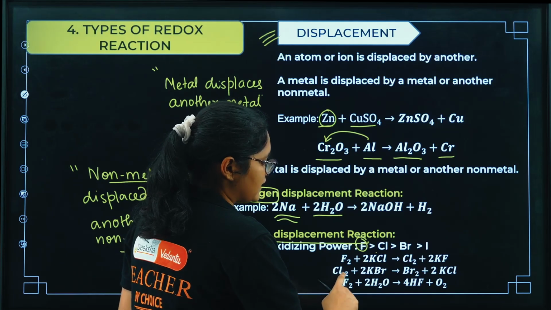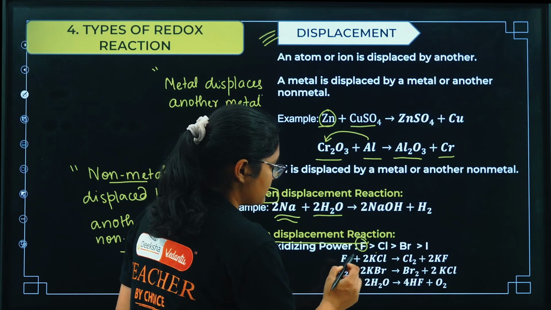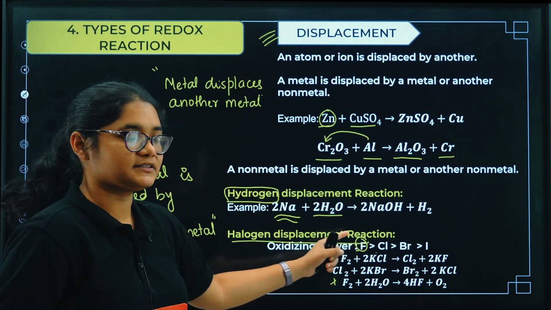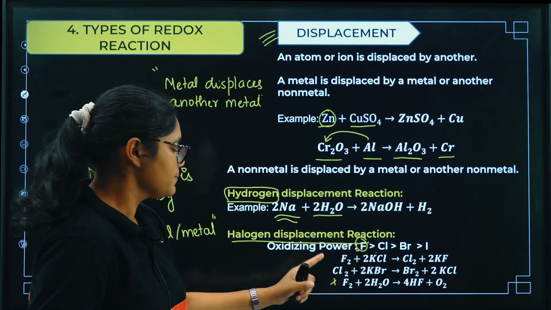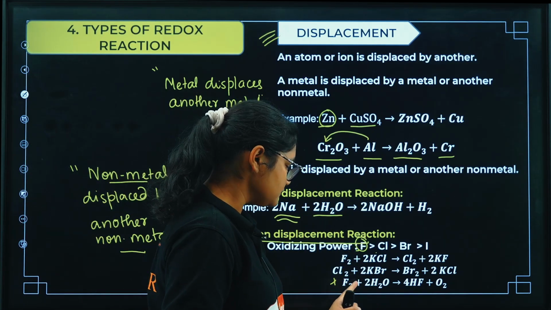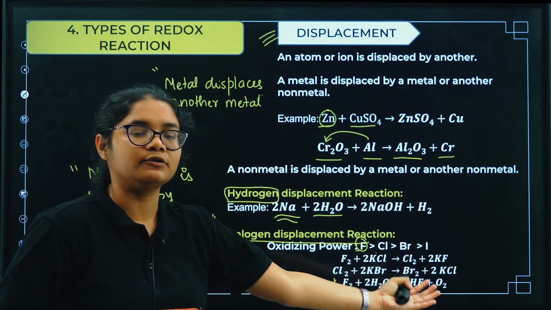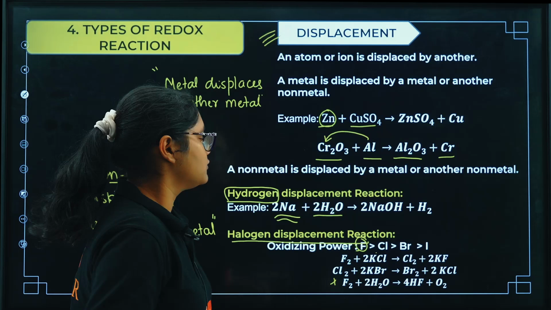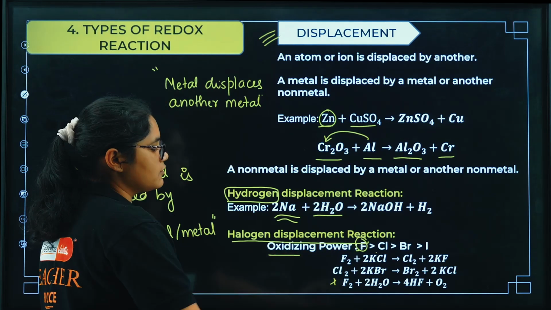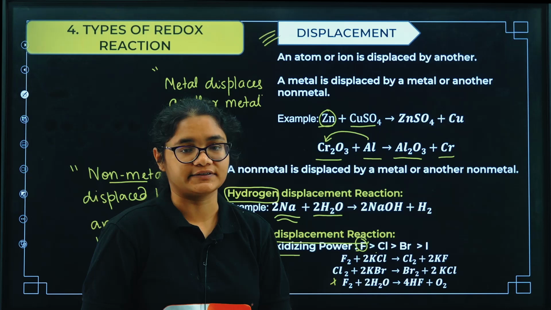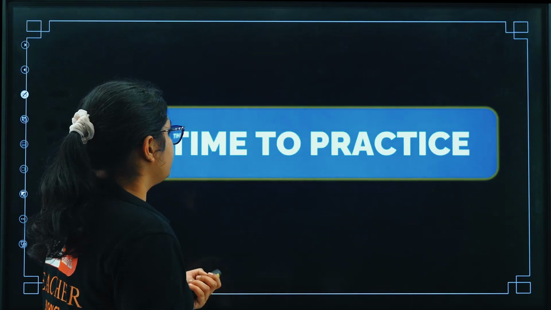Next, F2 is reacting with water. Here also remember, F2 can even displace oxygen, because it is the strongest oxidizing agent. So what will happen here? HF will form and O2 will be produced as a byproduct. Okay, so the strongest oxidizing power is of fluorine. It can displace chlorine, bromine, iodine and even oxygen. Okay, now we'll do some questions.